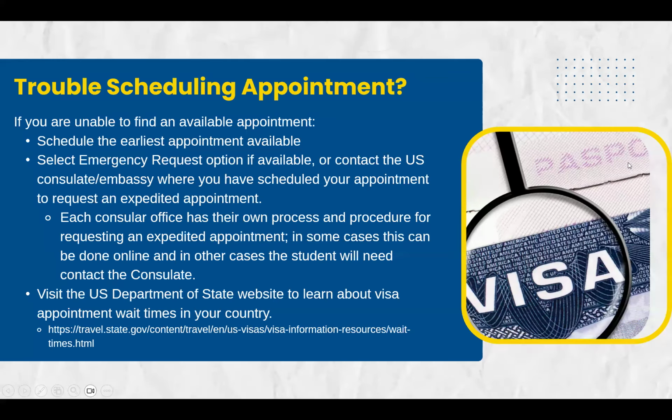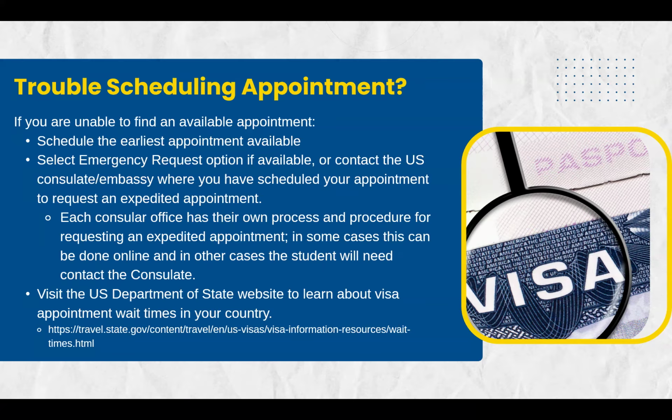Now, when you are scheduling your appointment, if you come across any issues, maybe you're not able to find an appointment available, what we recommend is scheduling the earliest possible appointment that you find available, and then also submitting an emergency request, if possible, for an expedited appointment. Expedited appointments are not always guaranteed, but there is an option for F and J students to request an expedited appointment.